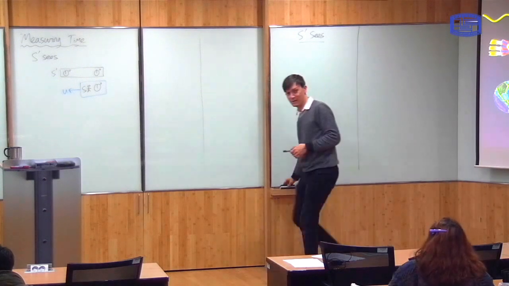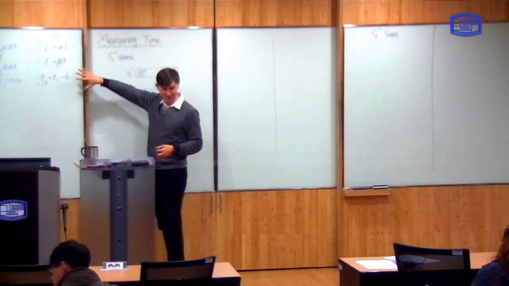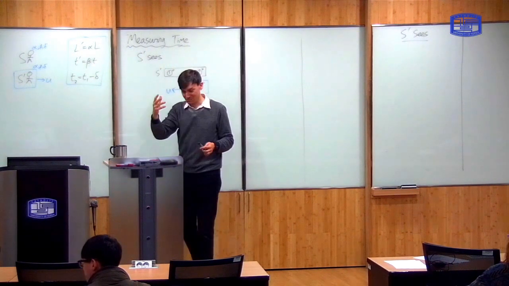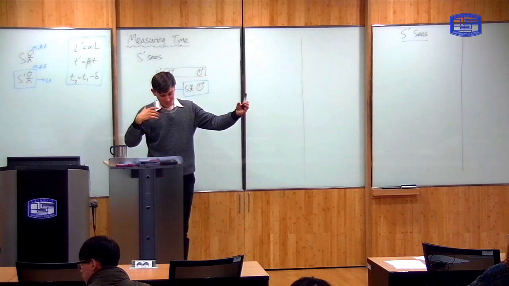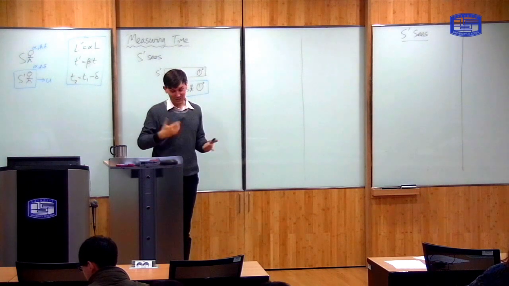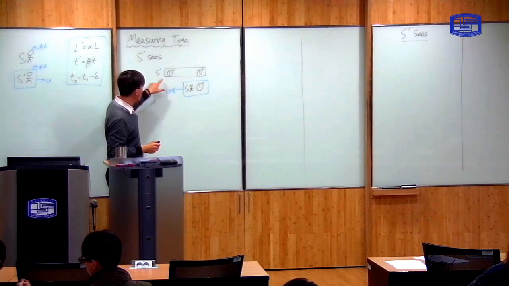Okay. Right, so as I said, we need to find out these parameters alpha, beta, delta, and we can do it by considering these experiments and making sure that both observers measure the same length contraction, time dilation, and simultaneity effect. Okay, so I said just before the break that the experiment we're going to consider now is this.